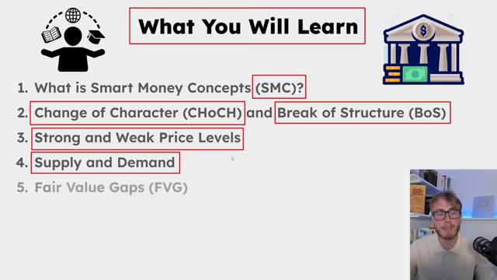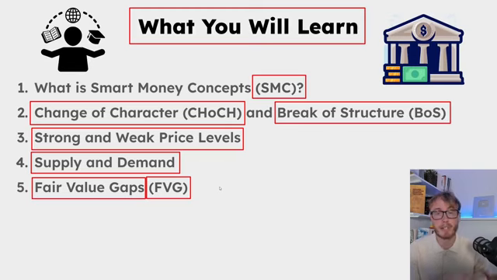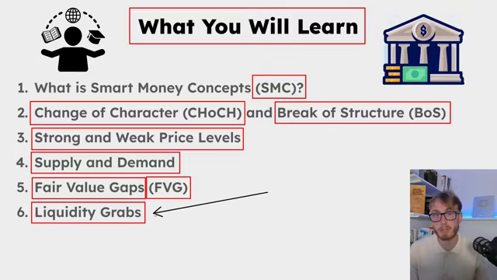In chapter 5, it's time to cover fair value gaps, or for short, FVG. This right here is a very important smart money concept to understand, and I will go over everything you need to know in a simple, step-by-step manner. Last but definitely not least, we are going to talk about liquidity grabs. This right here is one of my personal favorite concepts. And when you master it, you will both be able to take better trades, but you will also be able to avoid many of the false signals.